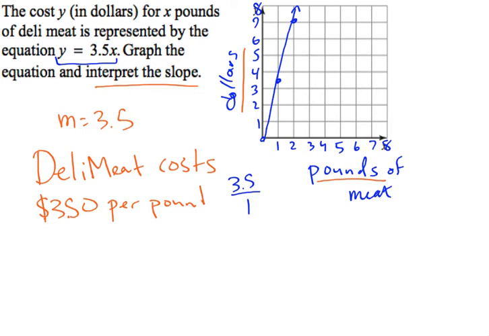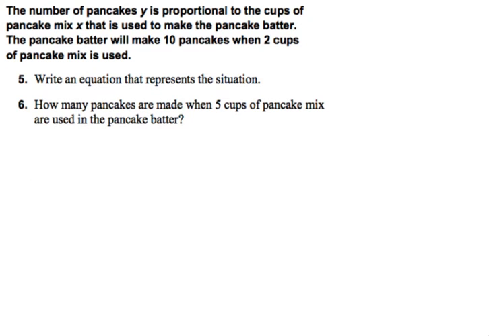Okay. The number of pancakes, y, is proportional to the cups of pancake mix, x, that is used to make the pancake batter. The pancake batter will make 10 pancakes when 2 cups of pancake mix is used. Write an equation to represent the situation. Well, 10 pancakes require 2 cups of mix, so that's 5 pancakes per cup. So it's going to be y equals 5x.